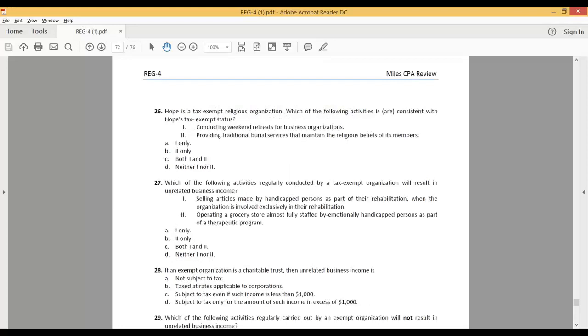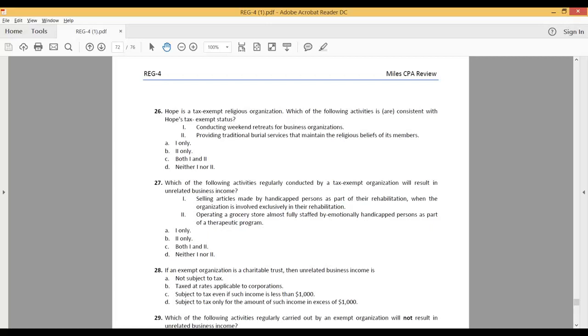Now, 26, HOPE is a tax-exempt religious organization. Which of the following activities are consistent with HOPE's tax-exempt status? Conducting weekend retreats for business organizations, providing traditional burial services that maintain the religious beliefs of its members. Which is consistent with the tax-exempt status? B, right? Two only. One is more like a resort activity, right? Conducting weekend retreats, that's not a part of the religious organization's nature, but definitely number 2.